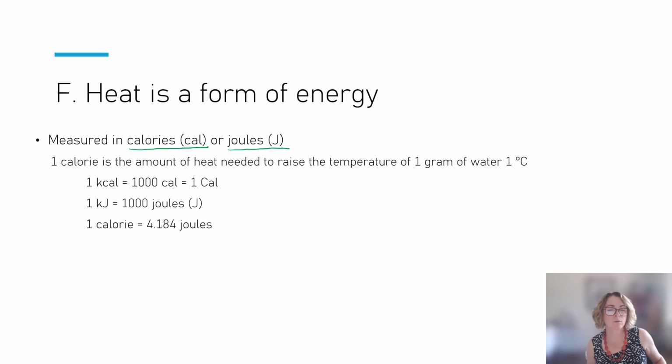Now, a calorie is defined as the amount of heat needed to raise the temperature of 1 gram of water 1 degree Celsius. If you are an avid reader of food labels, you may notice the calories in your food, and those are actually in terms of kilocalories. So 1 kilocalorie is equal to 1,000 calories. You may also see that the calories given to you have a capital C. If it's a lowercase c, that means it is just calories. If it's a capital C, it's actually a kilocalorie.